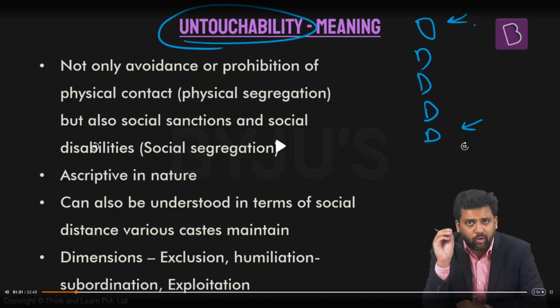They're humiliated. Also, exploitation is there. Sometimes physical violence is also practiced in extreme form. See, here lies the irony. Violence is committed against members of the lower caste. At that point of time, there will be physical touch, but that is considered to be okay. That is something that is not polluting the upper caste members when they're practicing violence. So these are all different dimensions of untouchability.